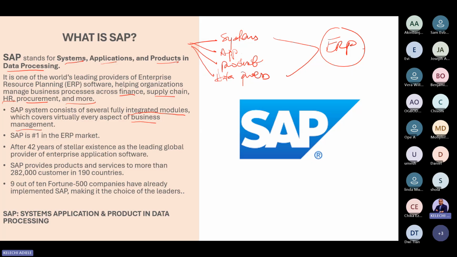Out of these customers, 9 out of 10 Fortune 500 companies have already implemented SAP. This is also a very important point. Fortune 500 companies are the top 500 companies in the world, and 9 out of 10 have implemented an SAP solution. So that means again that a consultant in SAP has opportunities, because the opportunities are limitless.